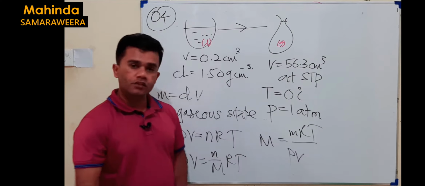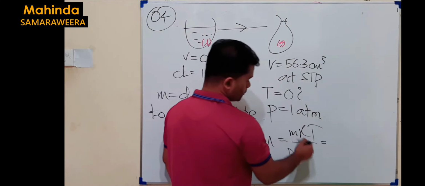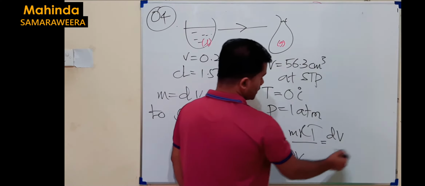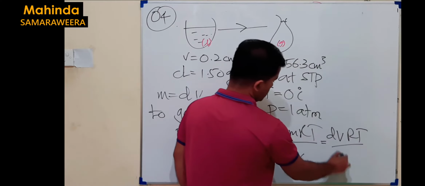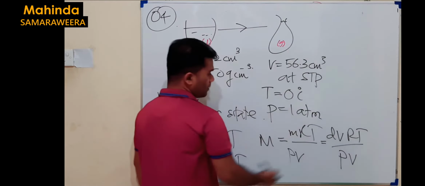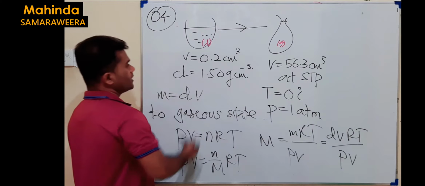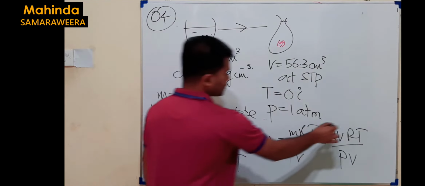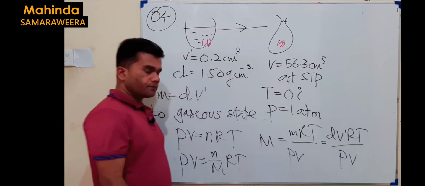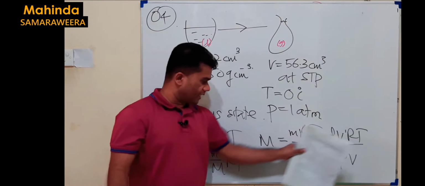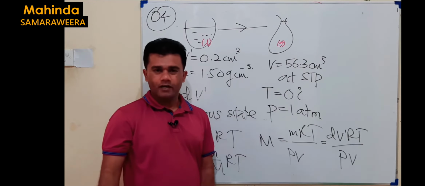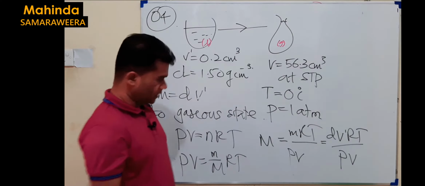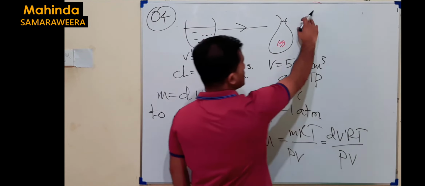But the mass can be replaced by density and volume. M equals dV'RT over PV. But what about this V? It is the volume of the liquid. I take it as V dash. So we have everything except molar mass. So you can find the molar mass by substituting the values. But I don't have space here, so I write it here.